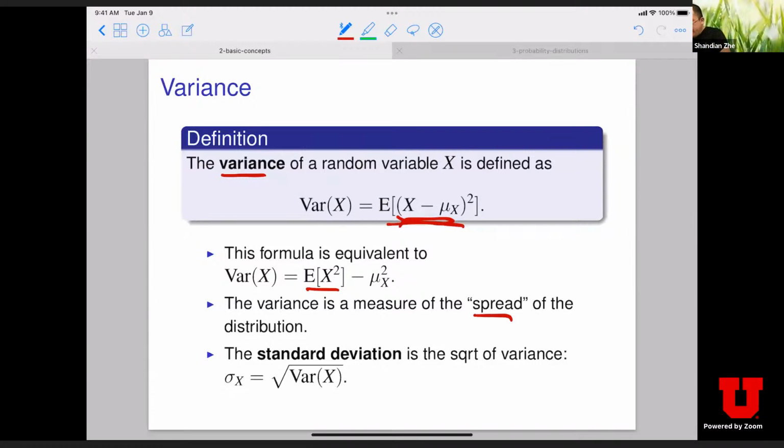Another commonly used property is called standard deviation. Standard deviation is simply the square root of the variance. Because it has the same kind of scale as the mean, you can view it like this: this is your expectation, and the standard deviation tells you, on average, how far your random variable takes values away from the expectation. And the variance is actually the expectation of the square of this difference. Any questions so far?